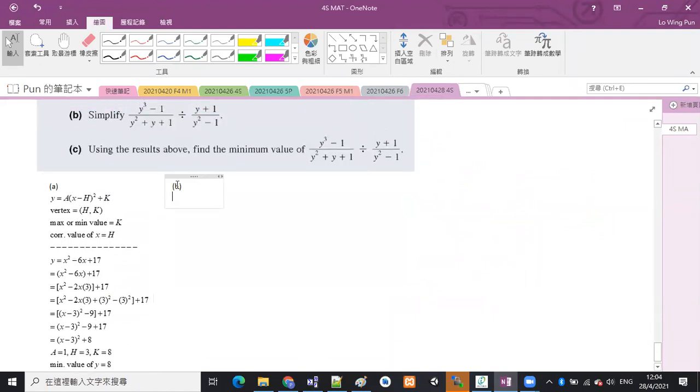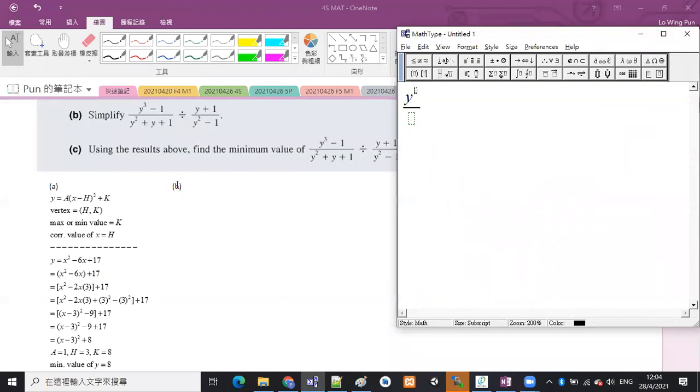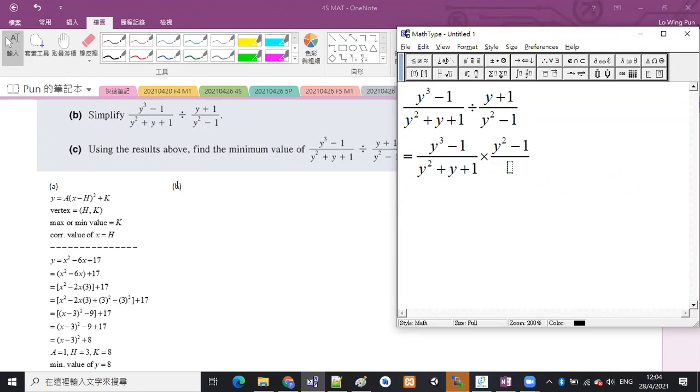Part B. So I need to do this: y cubed minus 1 over y squared plus y, plus y squared plus y plus 1, and then divided by y plus 1 over y squared minus 1. Okay? And so the fraction behind the division is one single fraction. So we may make the reciprocal first, times y squared minus 1 over y plus 1. Okay? And then do the factorization.